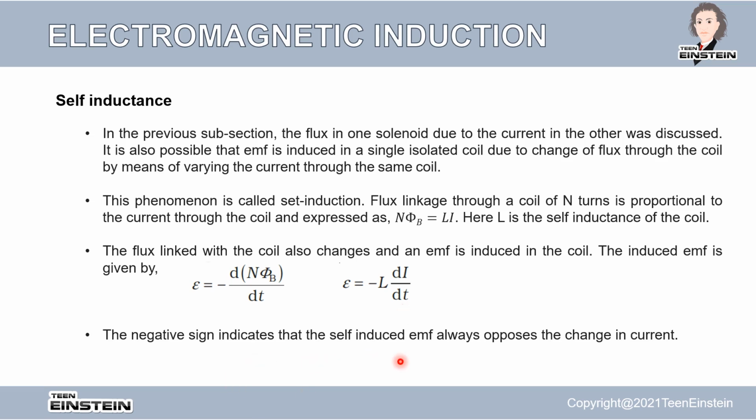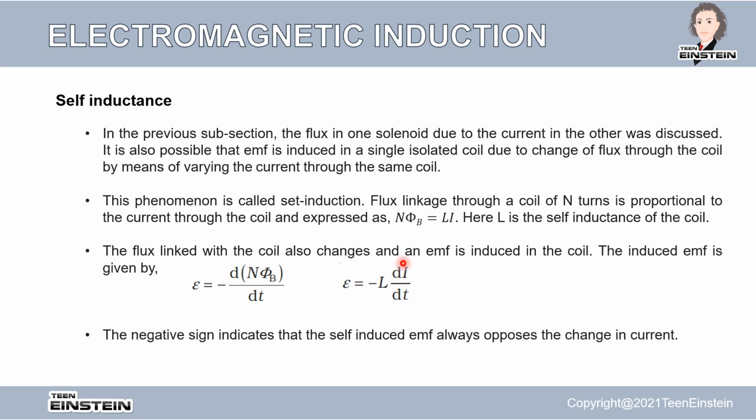So the negative sign indicates that the self-induced EMF always opposes the change in current. So this is very beautiful. See, this EMF epsilon is equal to minus L into di by dt. So there is a change of current in the solenoid which induces an EMF which induces the current in the opposite direction to oppose the change. For example, let's say the current is decreasing, then this will be negative, then the epsilon will be positive, then the current will be increasing to refuse the change, right?